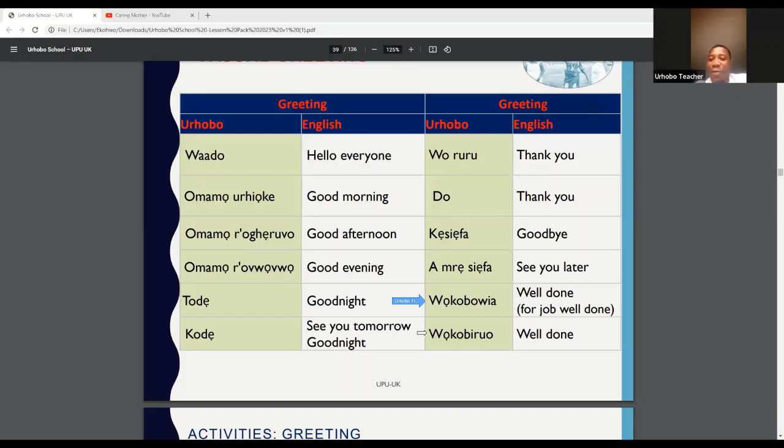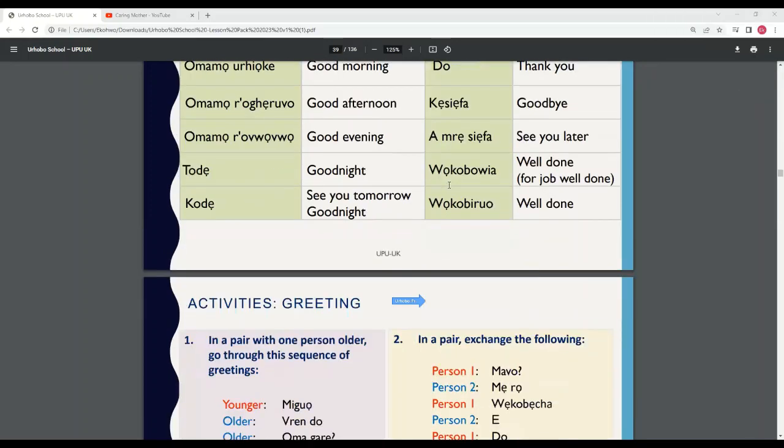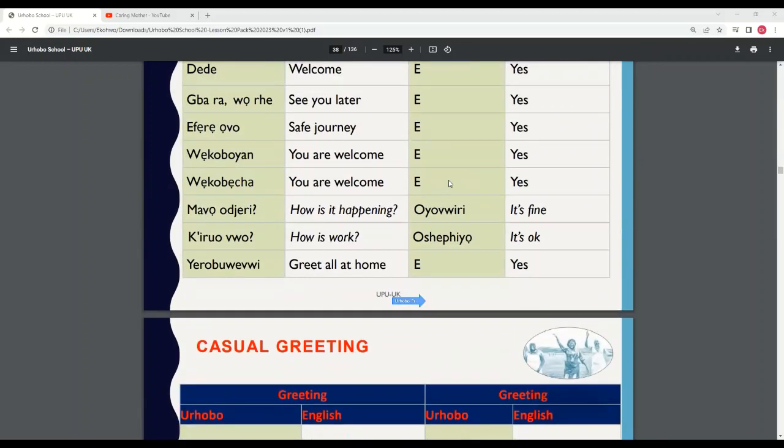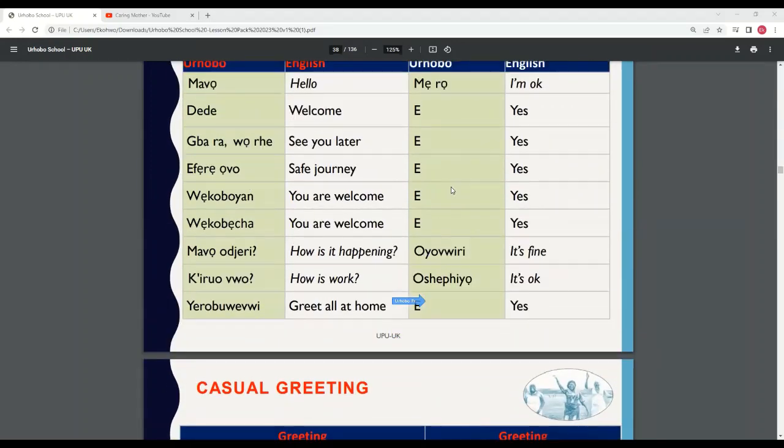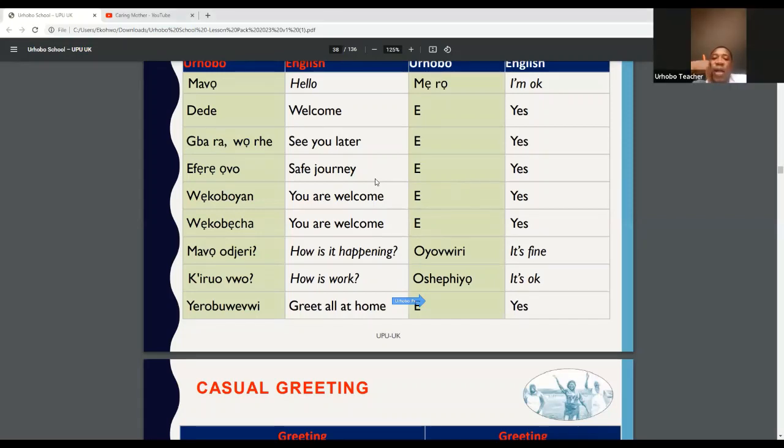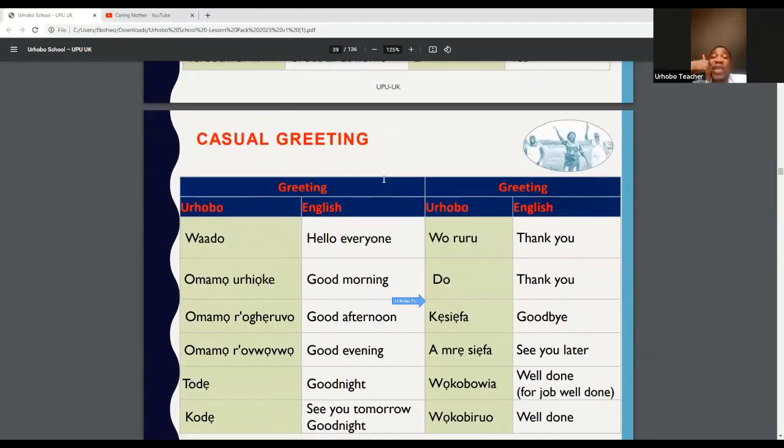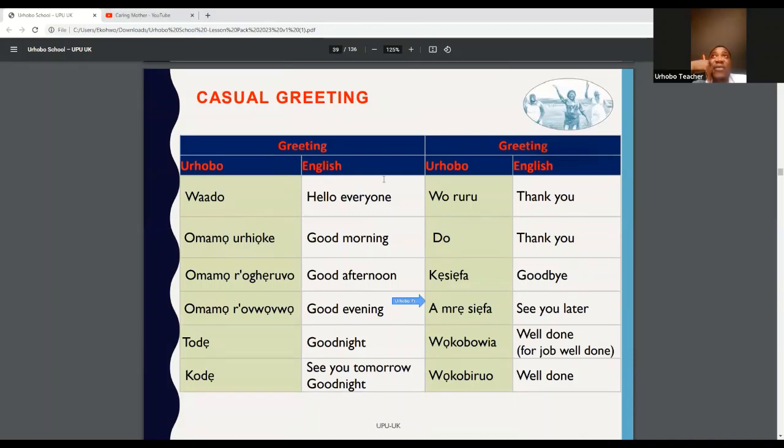Yes, go on, please. Thanks. I saw from the previous slide, Bara worry, that's see you later. And then we're seeing Amre siefa, see you later. So are they the same thing? What's the difference? They mean the same thing. In context, they mean the same thing.